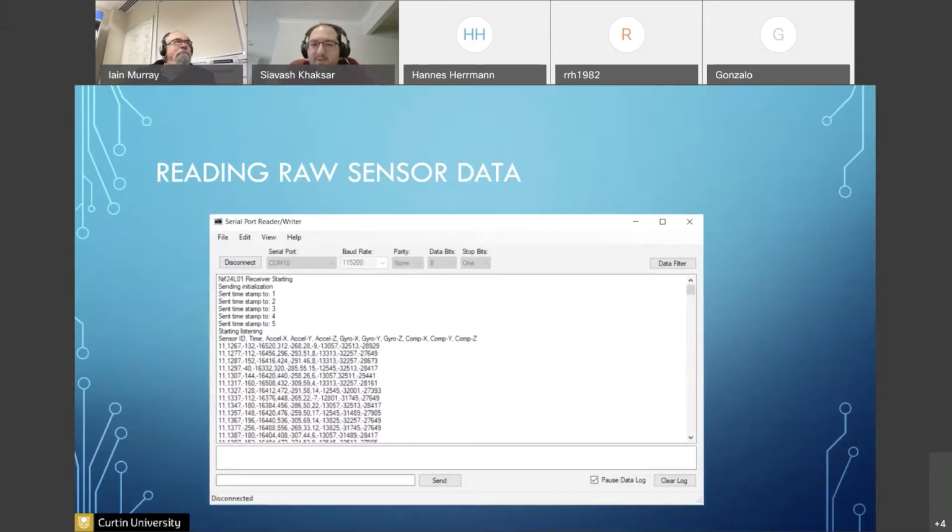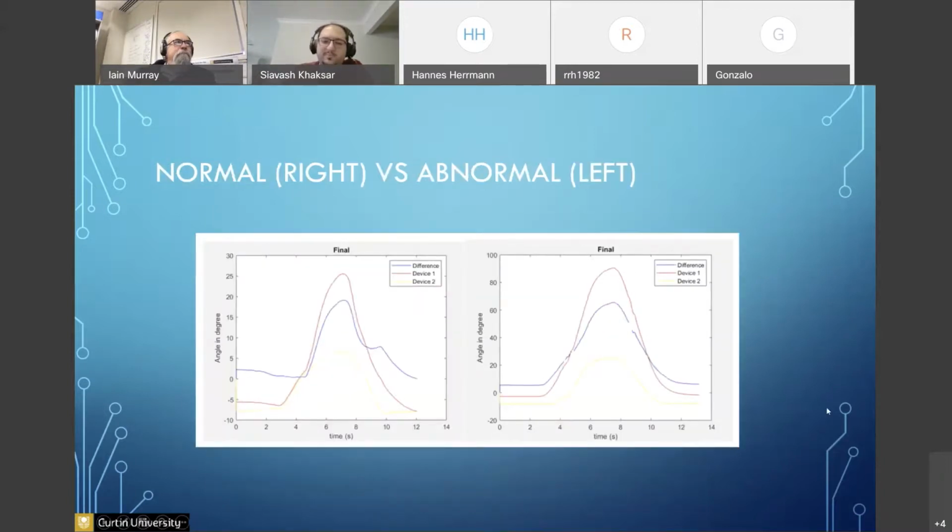This is a very simple program that I usually use with these sort of tests. It's a serial board reader writer. You just connect your receiver and it reads the information coming to the serial monitor, so information coming in from my IMU sensor. As you can see, I'm not using the magnetometer. Usually that's prone to electromagnetic interference, so I use the accelerometer and the gyroscope for my calculations.